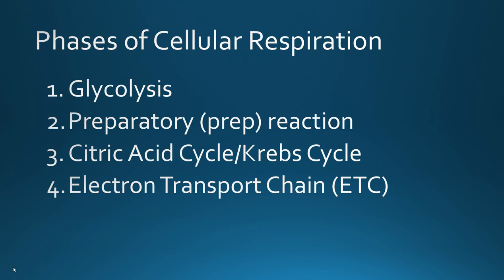Just like we talked about different phases of photosynthesis, we'll use the same method in cellular respiration. This time there are 4 steps. The first step is glycolysis. Second step, preparatory or prep reactions. Third step, citric acid cycle, also known as the Krebs cycle. And the fourth step is the electron transport chain, similar to the electron transport chain in the sodium-potassium pump that you learned about.